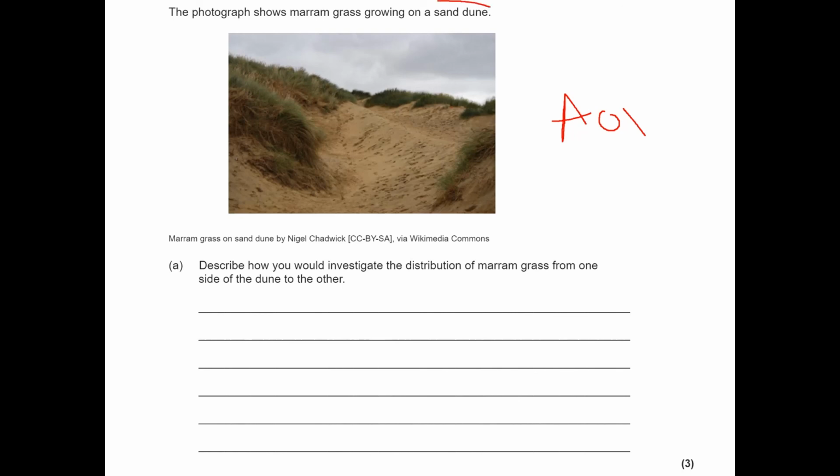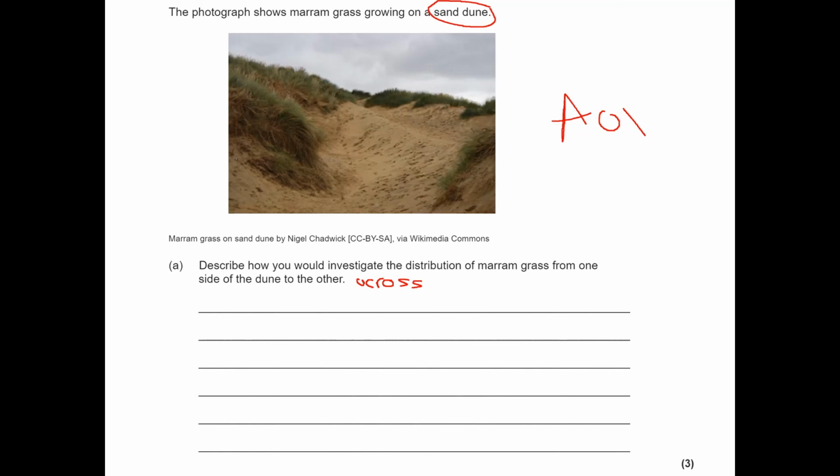So like I said, a sand dune system is quite a popular one for these styles of question, but don't assume if it's a sand dune, it's definitely going to be systematic sampling. It's not always. So what are you actually looking out for in the question to find out if this is a systematic sampling question? Well, you're looking for this idea of investigation of distribution from one side of the dune to the other. So in other words, across the system.